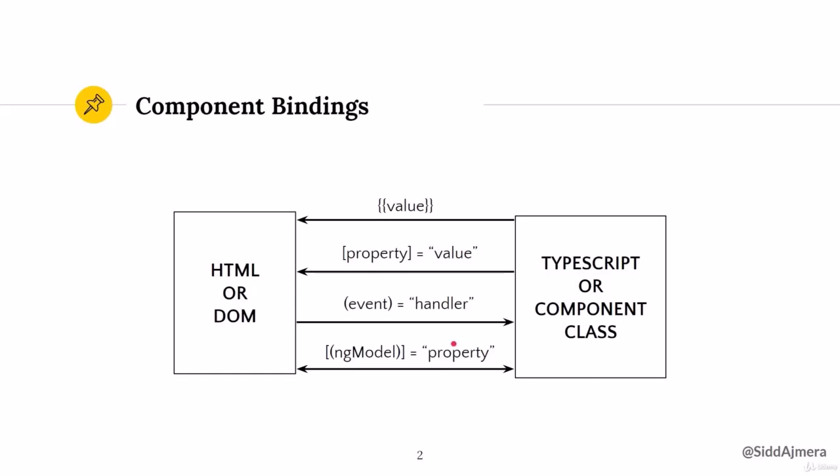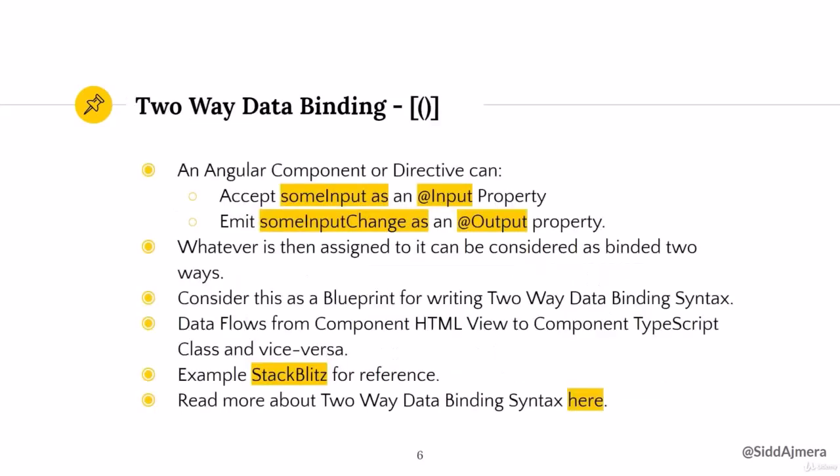Now here we supply the name of the property and not really the name of the handler that would eventually handle the change on that property. But this is something that Angular does on its own in the background. So in case of two-way data binding in Angular, any Angular component or directive can accept some input as an input property, and then it can also emit some event when that input property has changed as an output property. And whatever this thing is then assigned to can be considered as bound two ways. We can safely consider this as a blueprint for writing two-way data binding syntax in Angular.